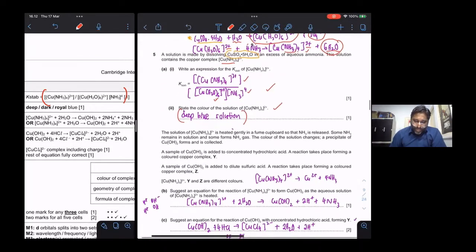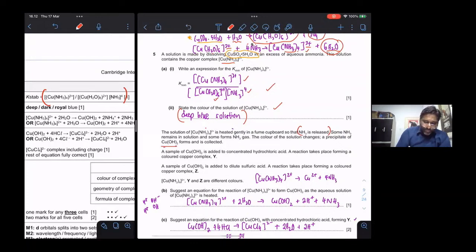Now, then, we have this copper. This deep blue solution is heated gently, and they will remove the ammonia. You remove the ammonia. Some of the ammonia remains in the solution and some forms ammonia gas. The color of the solution changes. A precipitate of CuOH2 is forming, and then you are going to collect.